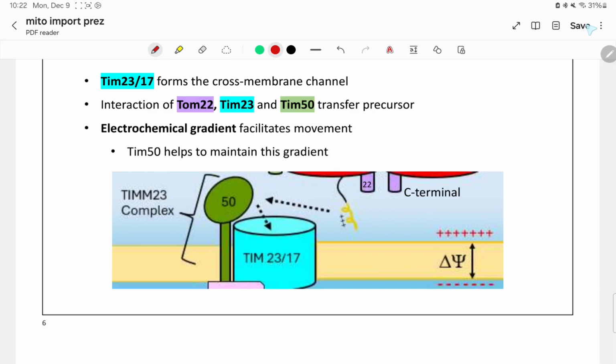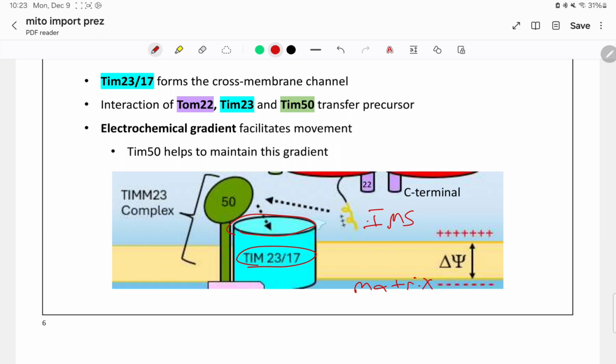Over here, there is a TIM23 and a TIM17, which come together and form this complex. They form a subunit or a complex here called the TIM23/17, and this forms an aqueous pore that links the inner membrane space towards the matrix of the mitochondria. Okay? So that's what it does.